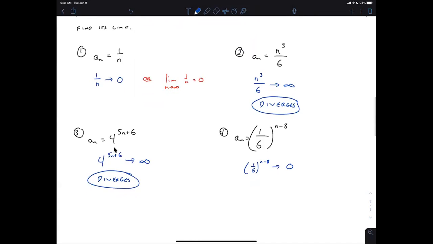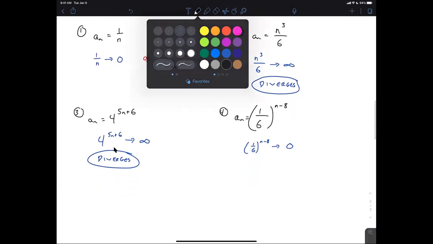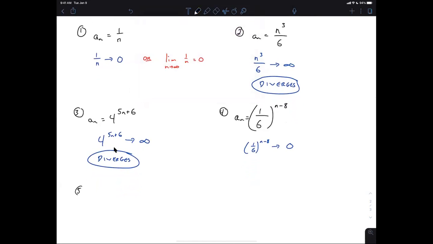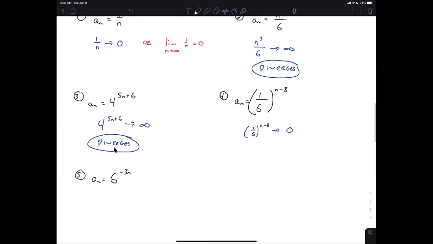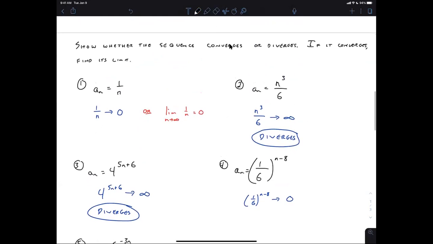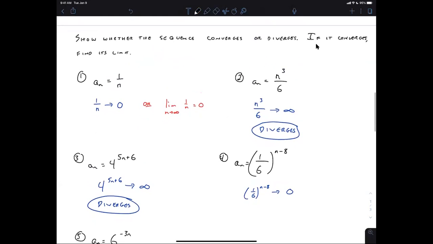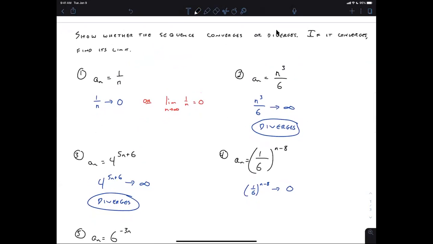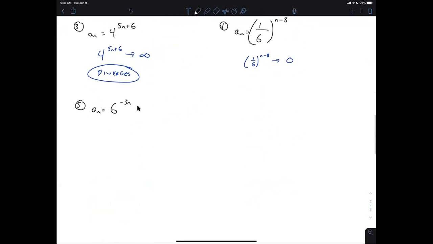Okay. Now, what happens if I do this? What if I've got a_n equals 6 to the negative 3n? Again, we're back up here: show whether it converges or diverges. If it converges, find its limit. That means we're trying to figure out the limit as n goes to infinity. So, as n goes to infinity, what happens to negative 3n? Negative 3n goes to negative infinity.